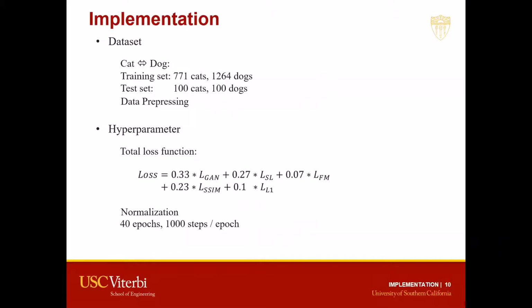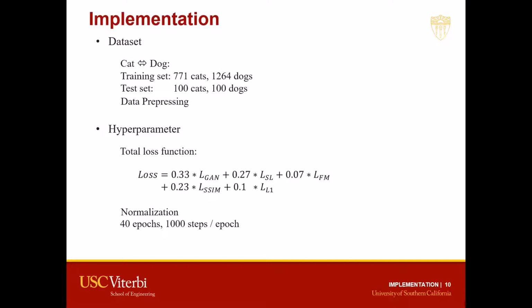Next, let me introduce our dataset. Our dataset is about cat and dog. The number of each category is listed here. Before each image is fed into the network, they are resized to 128 by 128. And we also augment the training set by random rotation, random translation, as well as horizontal flipping.